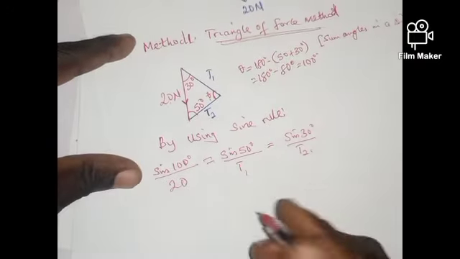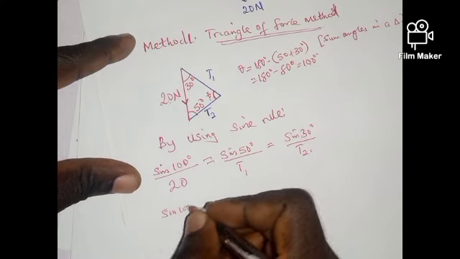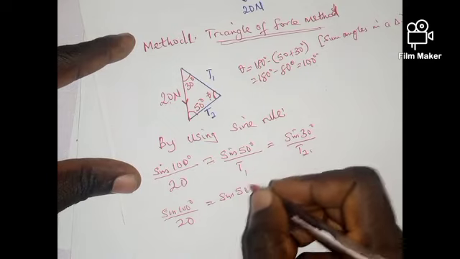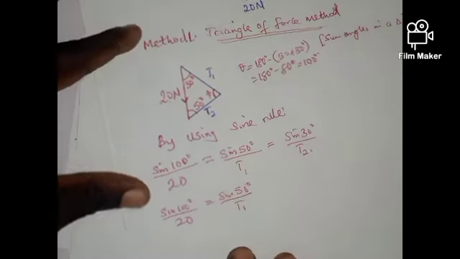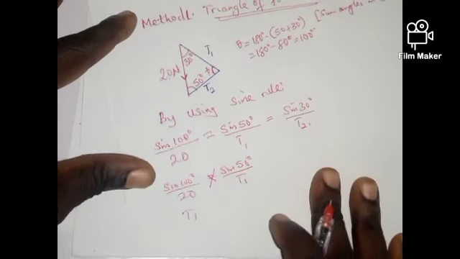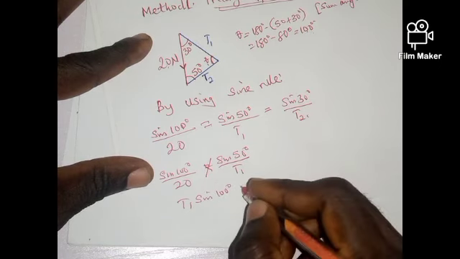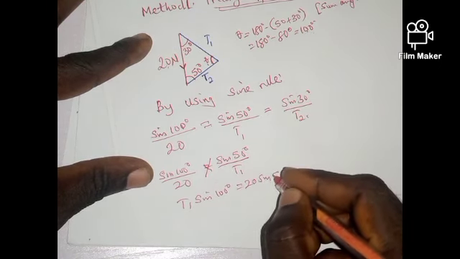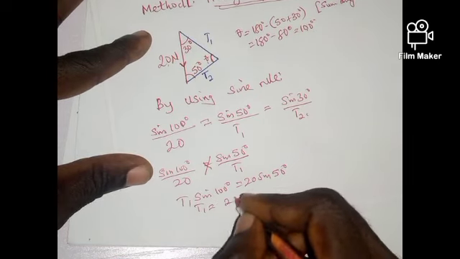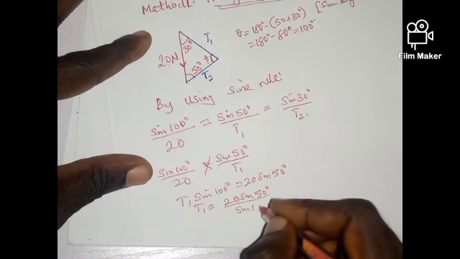So from here I equate this to this. So I have sine 100 degrees divided by 20 equals sine 50 degrees divided by T1. So when I cross multiply, I'm going to have T1 sine 100 degrees equals 20 sine 50 degrees. So my T1 is going to be equal to 20 sine 50 degrees divided by sine 100 degrees.